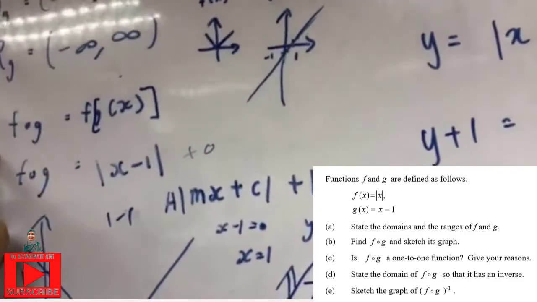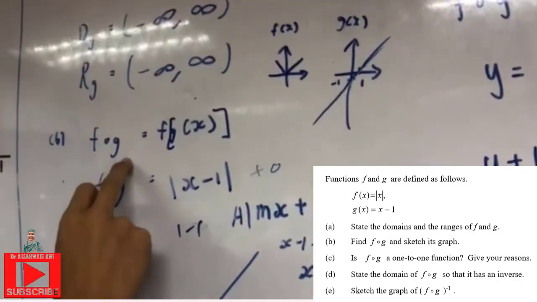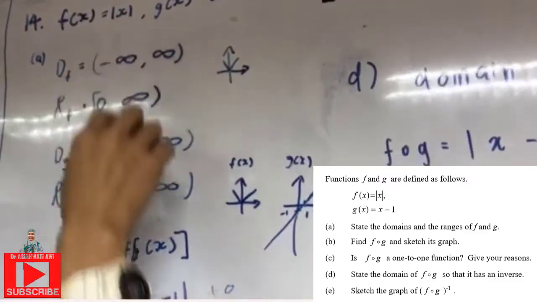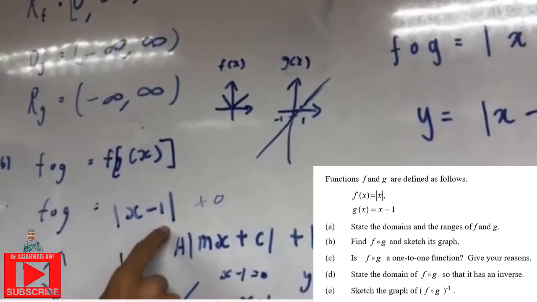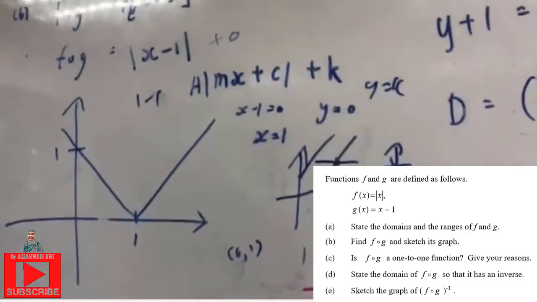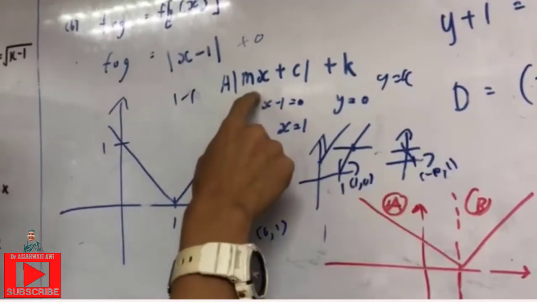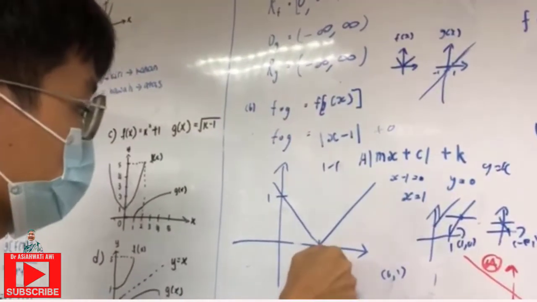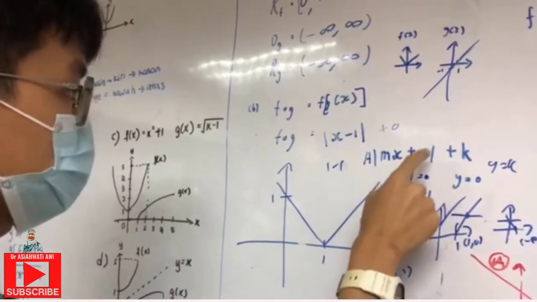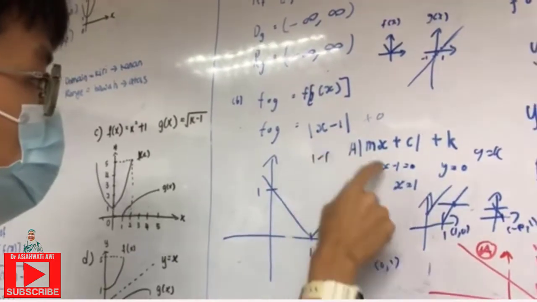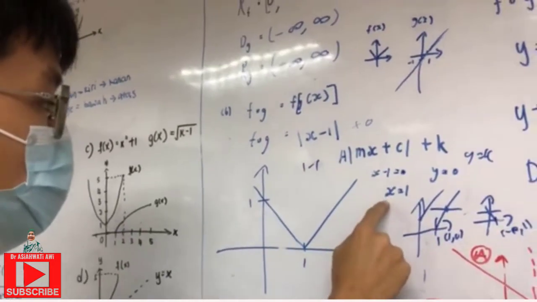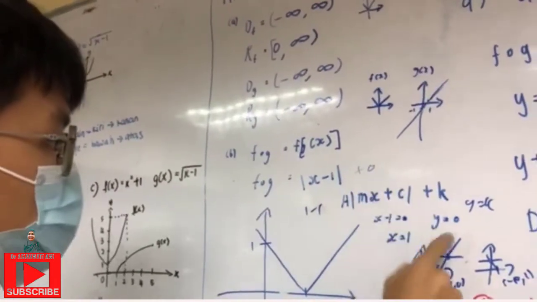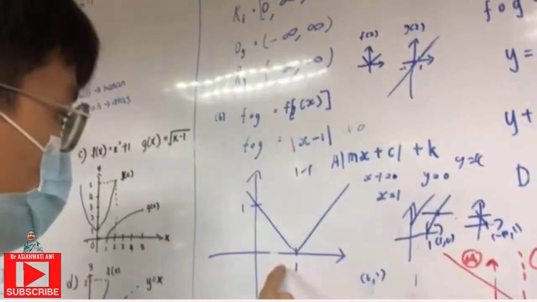And now we want to find the composite function of fg. So we just substitute x minus 1 into this, so that we will get modulus of x minus 1. And now we need to sketch the graph, and this is the way to sketch the graph: y equals to m x plus c plus k. So we want to find the turning point. So mx plus c equals to 0. For this situation, x minus 1 equals to 0, and we'll get the x coordinate equal to 1 and y equals to k, but we don't have k, so it definitely equals to 0, and we'll get (1, 0).